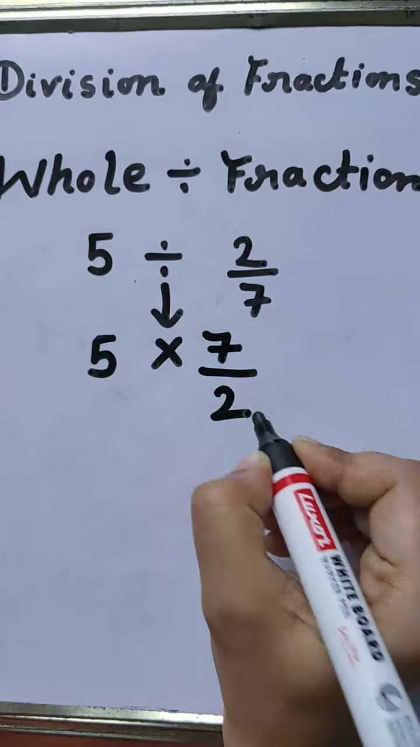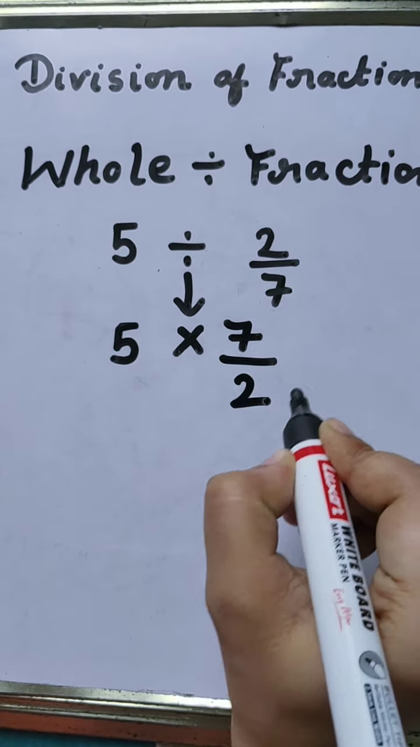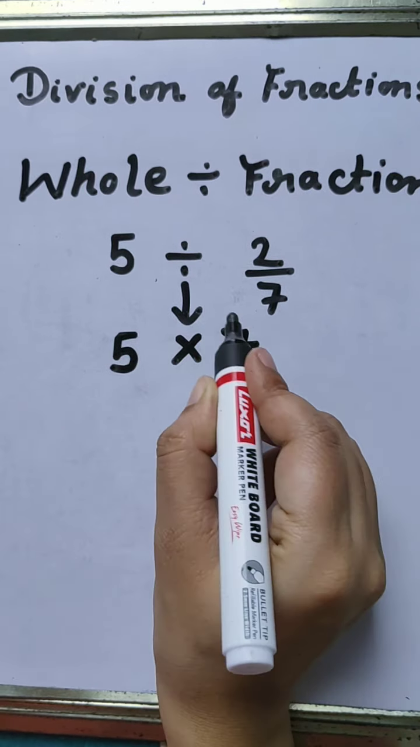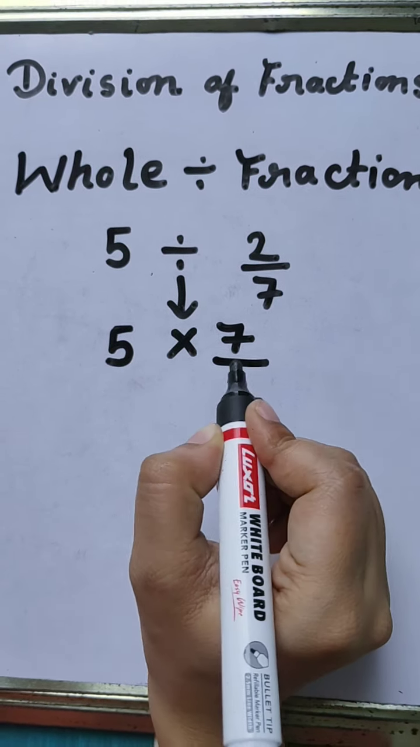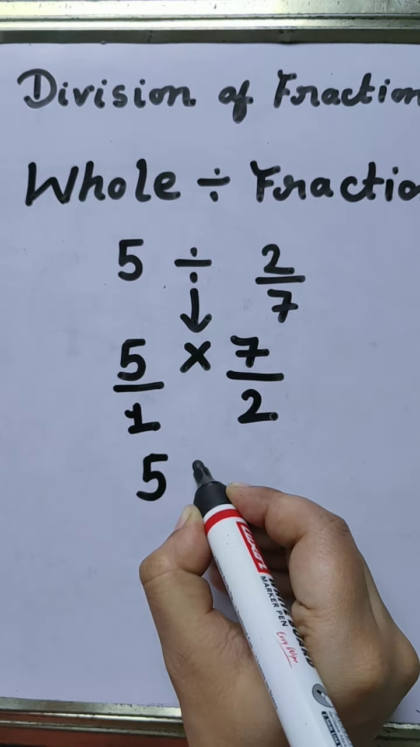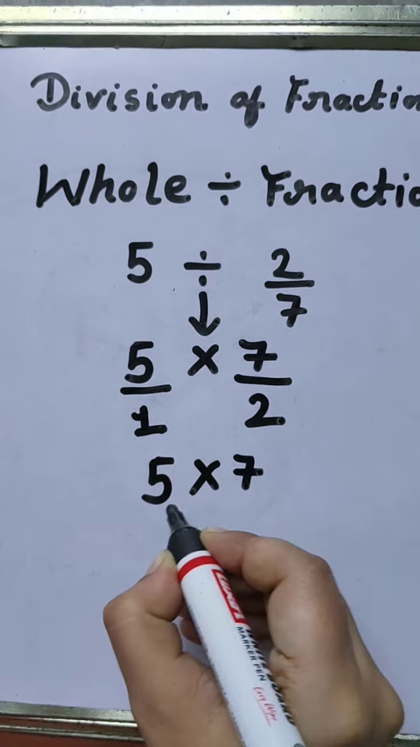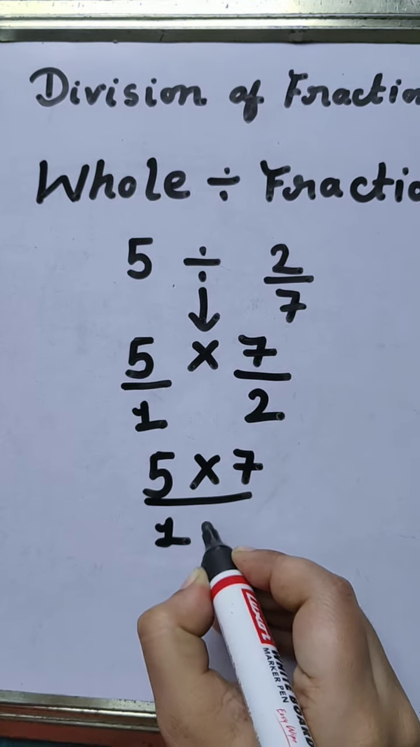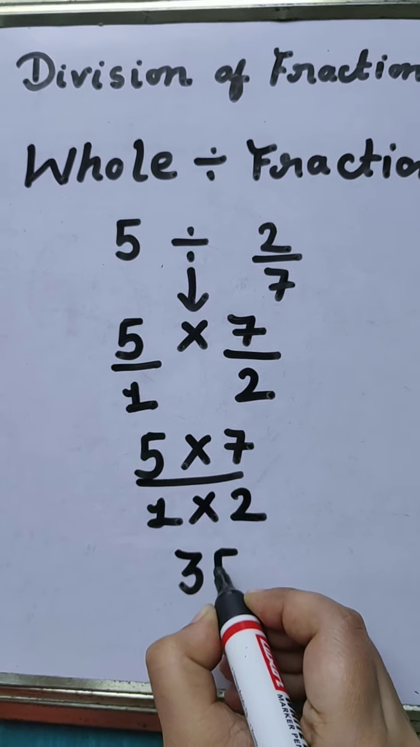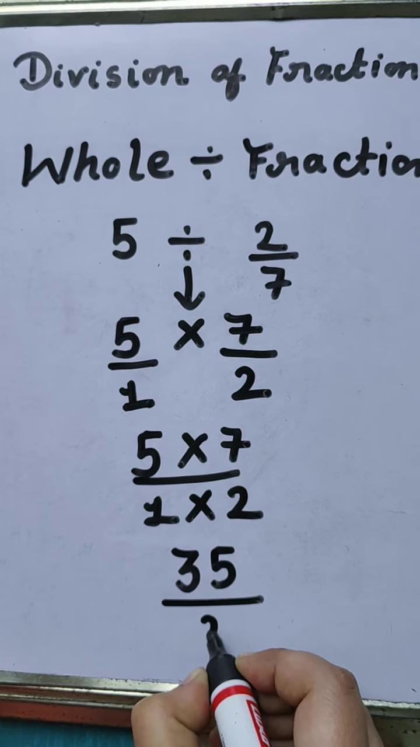Okay. Now we know that there is no common factor between the numerator and denominator, so we can directly multiply 5 by 7 and 2 by 1. So what will be our answer? 5 multiplied by 7 and 1 multiplied by 2. 5 7s is 35 and 2 1s is 2.